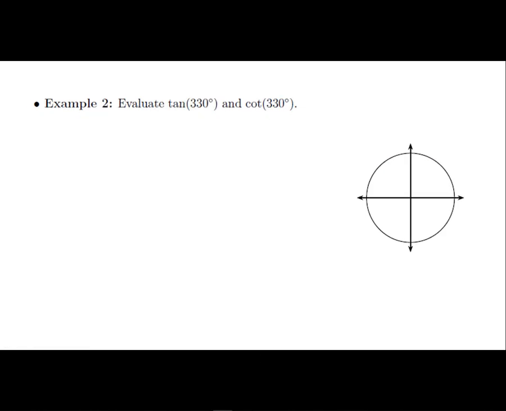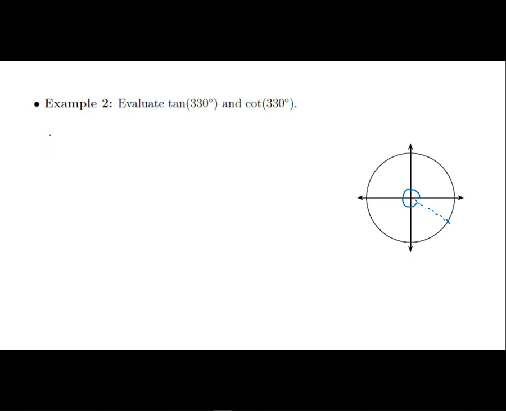In this example, we'll look at one where we're working in degrees instead of radians. So first of all, where is 330 degrees? Well, 360 degrees is 1 full revolution. So if I just back off 30 degrees, that puts me right about there, then I know that's the 330 degree angle that I'm interested in, going from standard position all the way around to 330 degrees.